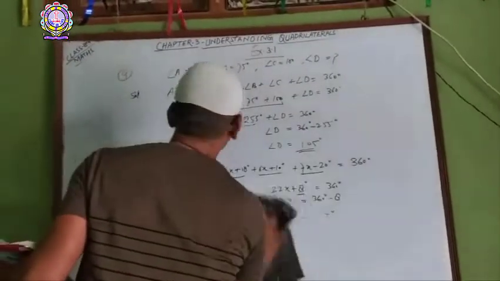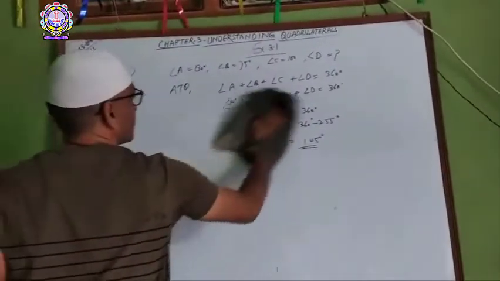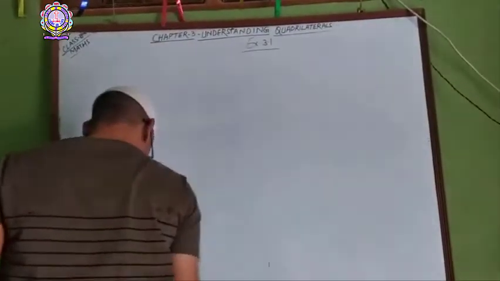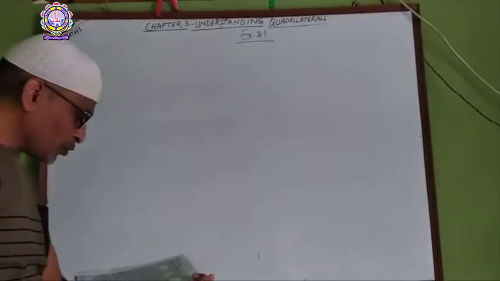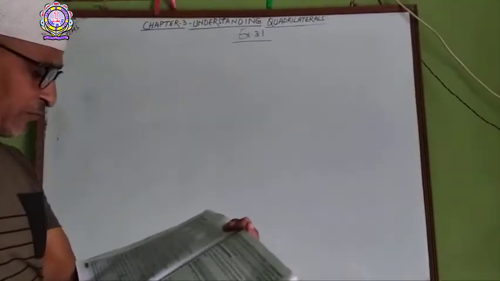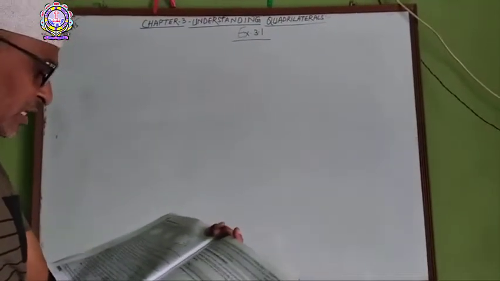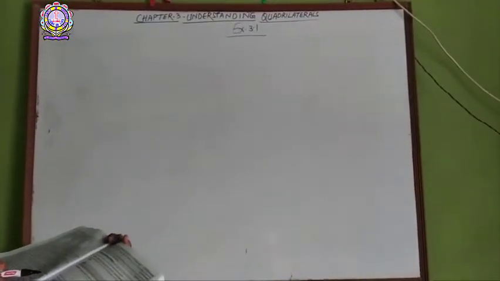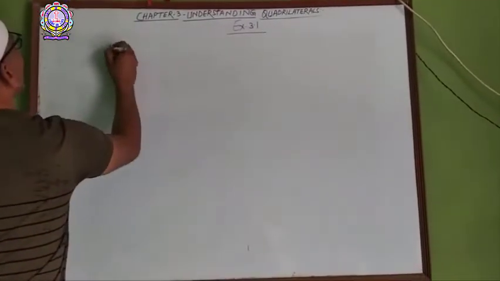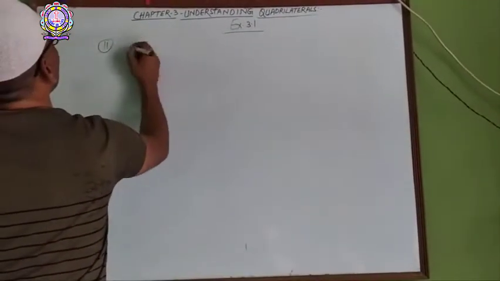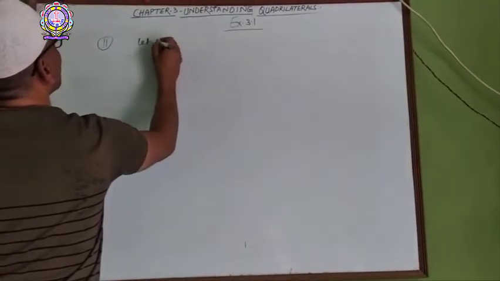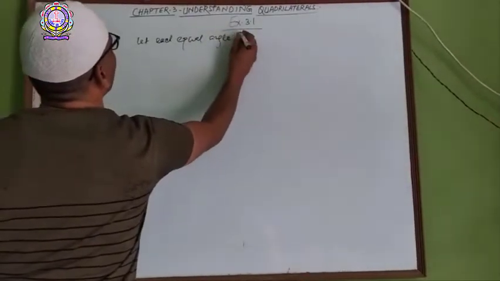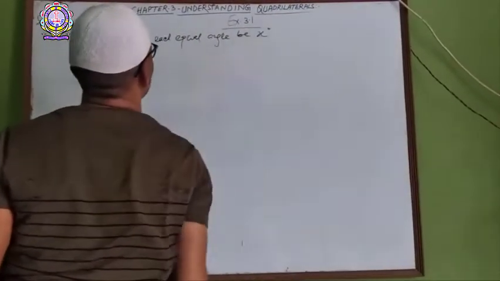Okay, now we will do question number 11, Exercise 3.1, question 11. What is your question? Two interior angles of a quadrilateral are 85 degrees and 170 degrees. If the other two angles are equal, what is the measure of each equal angle? Okay, student, let each equal angle be x degrees.